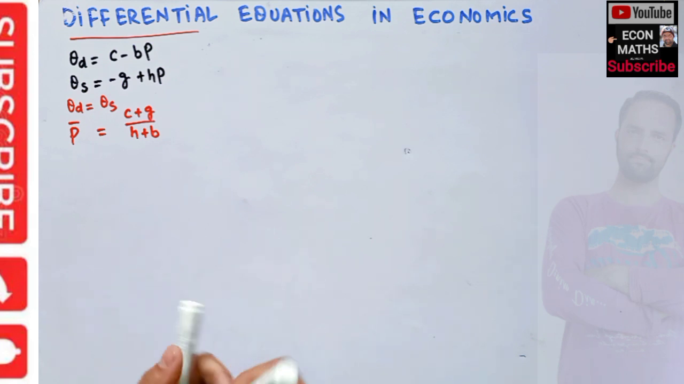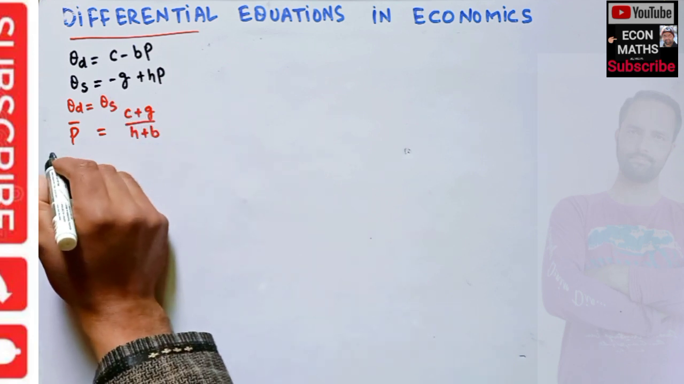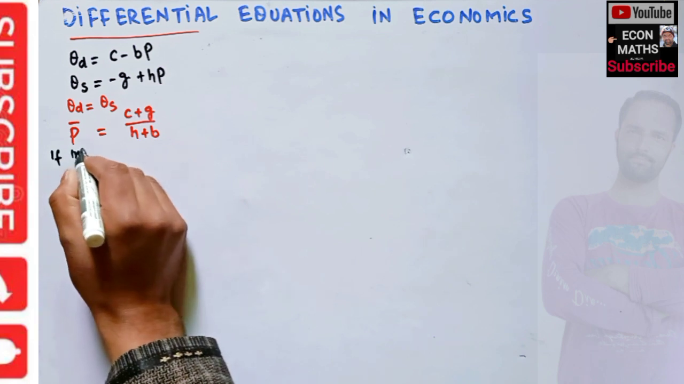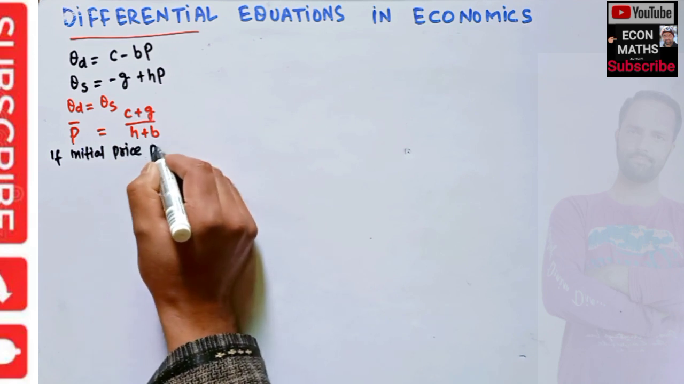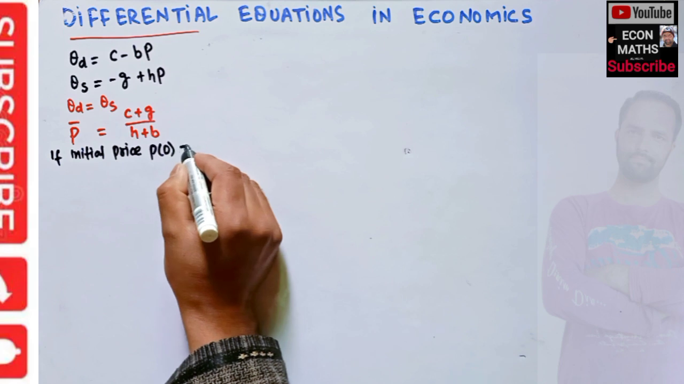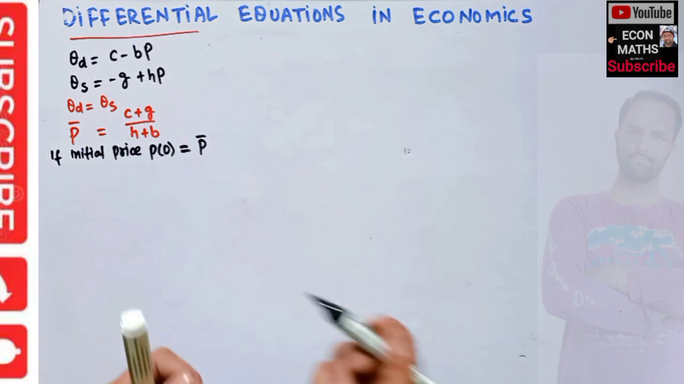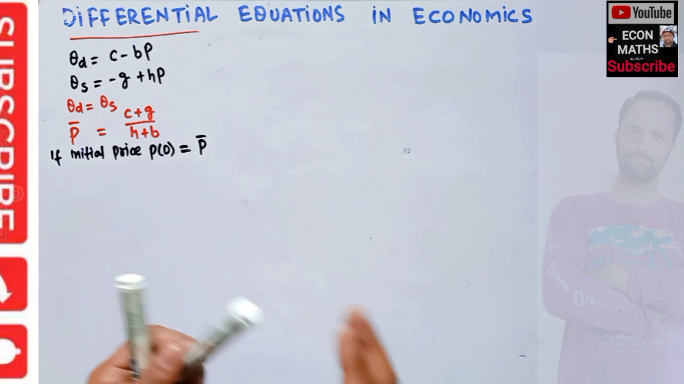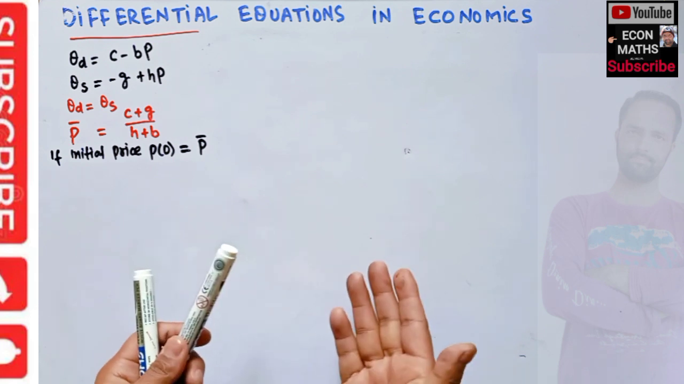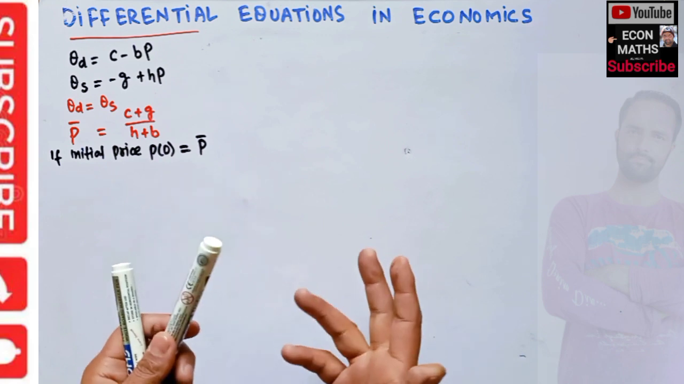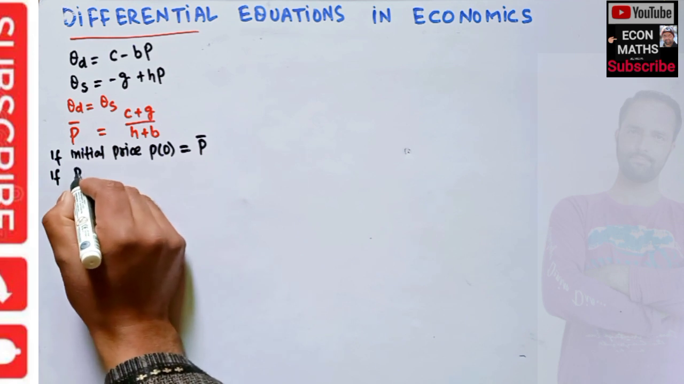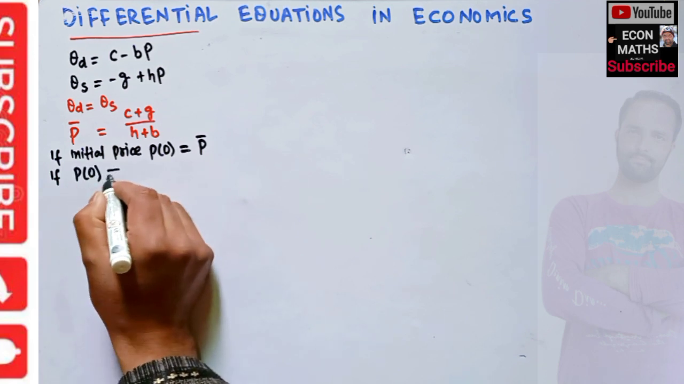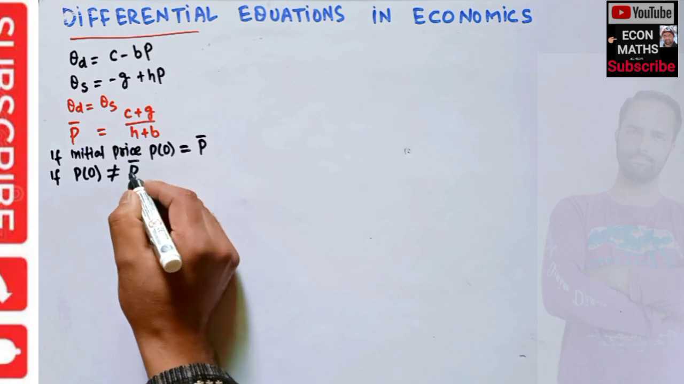Now in the dynamic stability, what we want to find, let us suppose first that if the initial price, denoted by P naught, is equal to the equilibrium price P bar, the market will clearly be in equilibrium already and we need no dynamic analysis. But what if this initial price P0 is not equal to P bar, that is the equilibrium price?